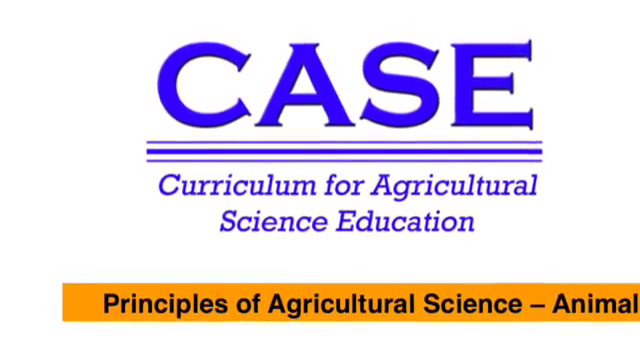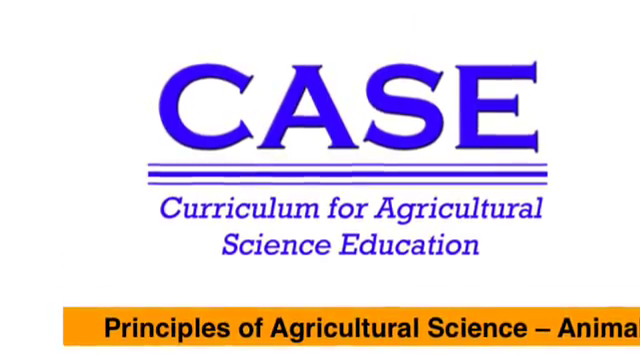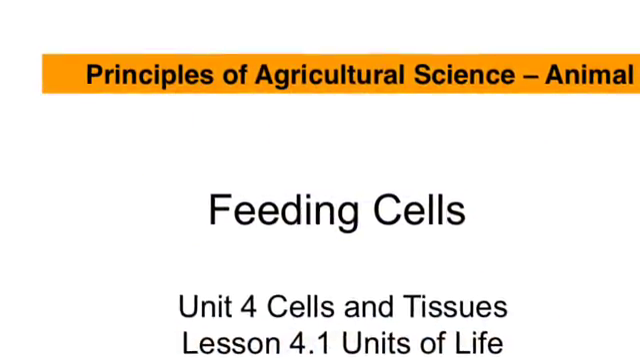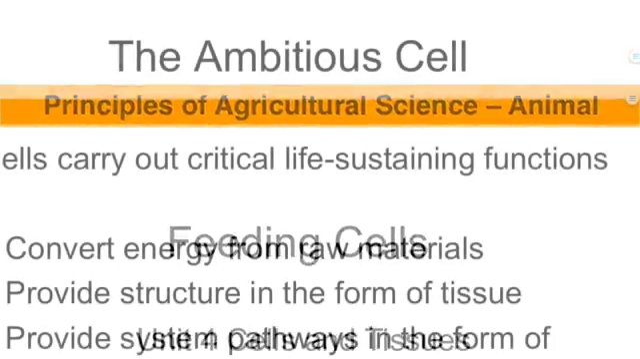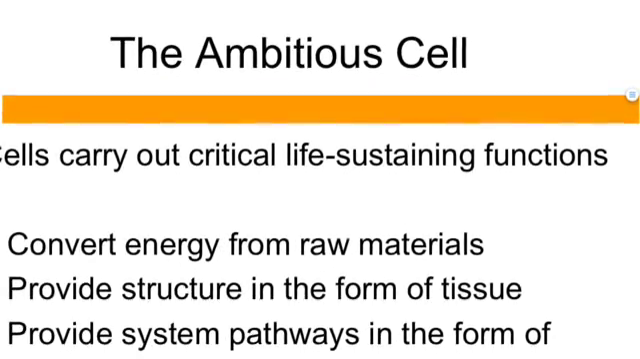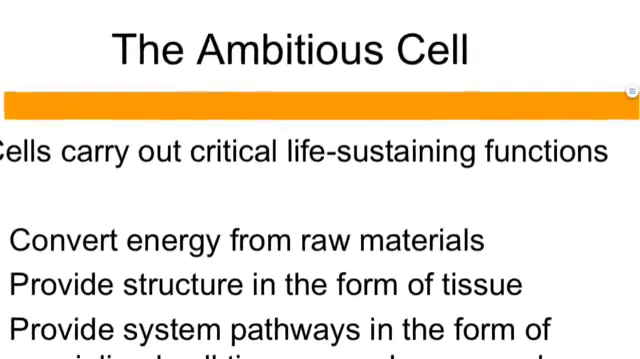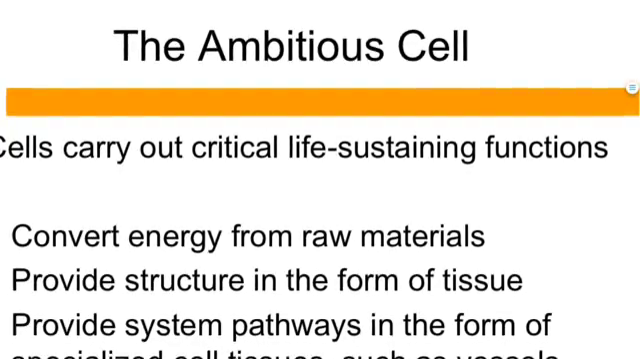Cells carry out critical life-sustaining functions. They convert energy from raw materials, they provide structure in the form of tissue, they provide system pathways in the form of specialized cell tissues, such as vessels, and they regulate body functions.